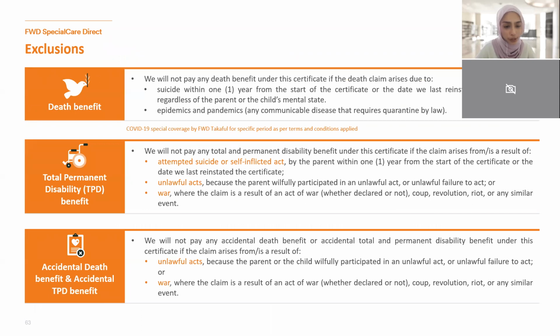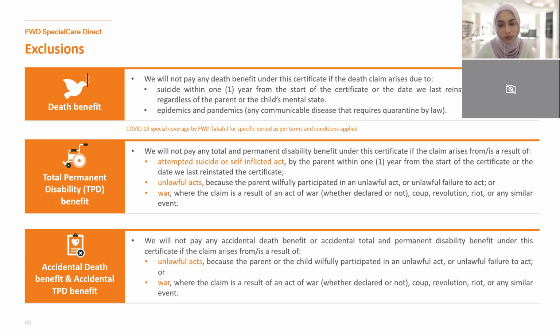Okay, so for our exclusions, for death benefit, we do not cover for suicide within the first year, and for any epidemic and pandemic. So for COVID-19, we do have a special coverage right now until the relief fund finishes or it expires. So as of now, we do cover for certain COVID-19 vaccinations, or we do have certain benefits for it. You can always look more into it on our website.